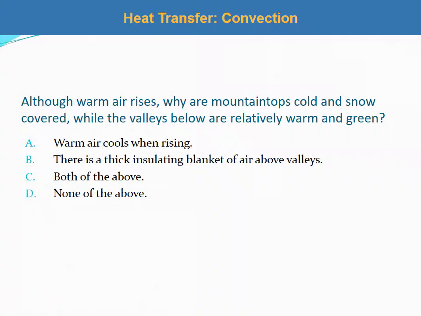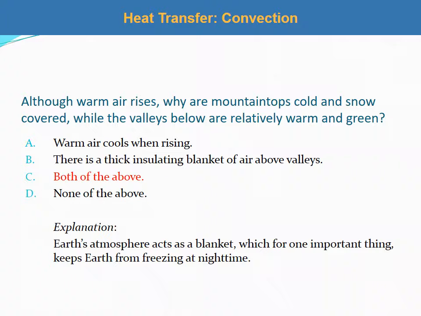Although warm air rises, why are mountaintops cold and snow-covered, while the valleys below are relatively warm and green? A, warm air cools when rising. B, there's a thick insulating blanket of air above valleys. C, both of these. D, none of the above. Answer is C, both of the above.